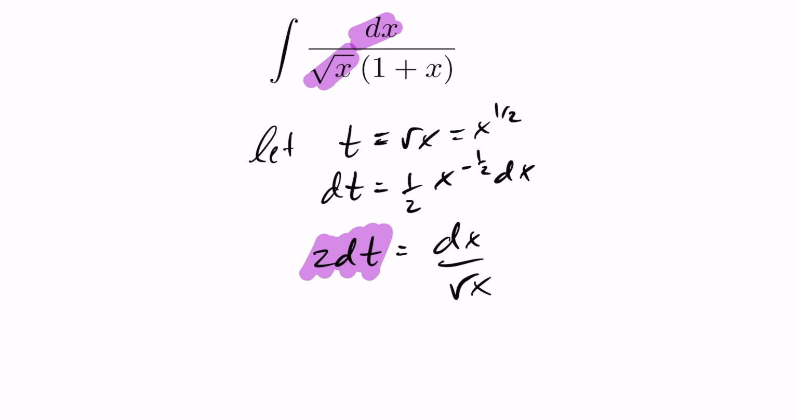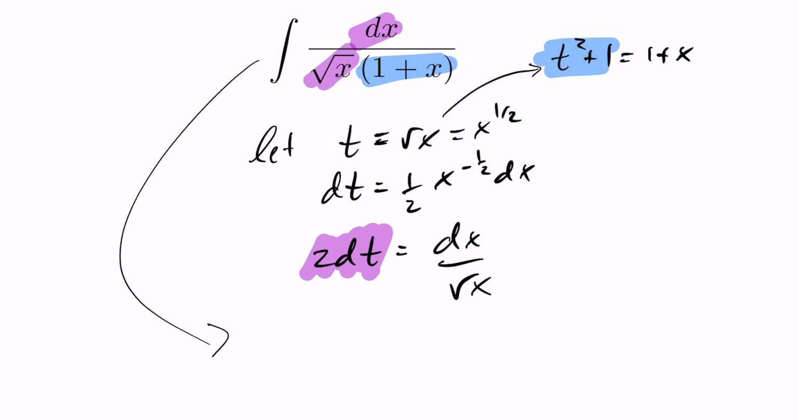And now I can go ahead and continue this idea. If t equals the root of x, that means that t squared plus 1 will equal 1 plus x. So I can go ahead and replace the 1 plus x with a t squared plus 1. And let's see what we have now. So if I do that, this will be the integral of 2 dt divided by 1 plus x, which is just going to be 1 plus t squared.